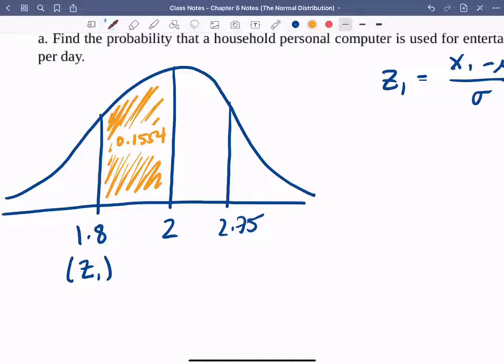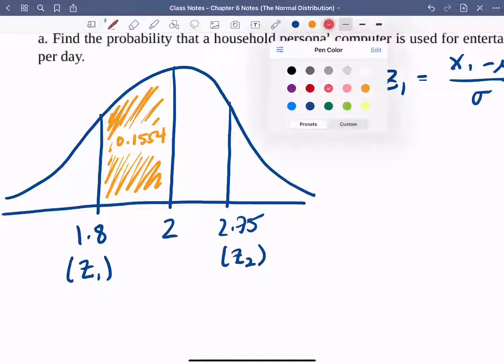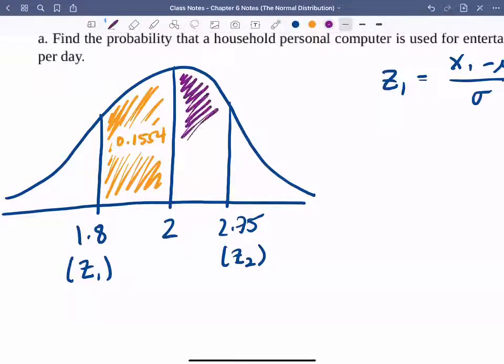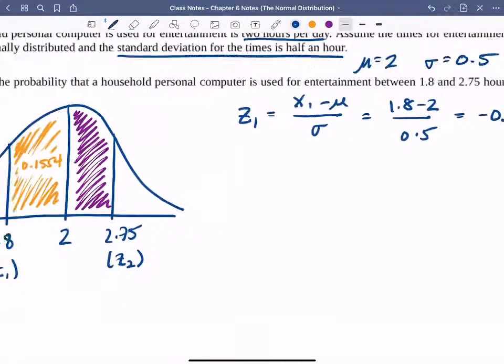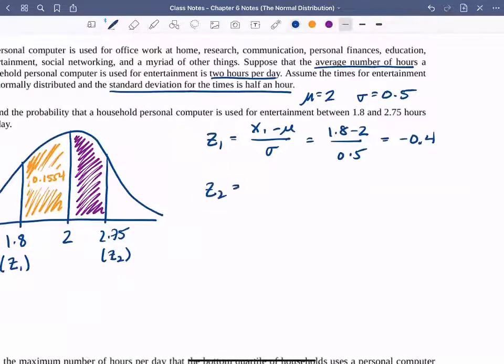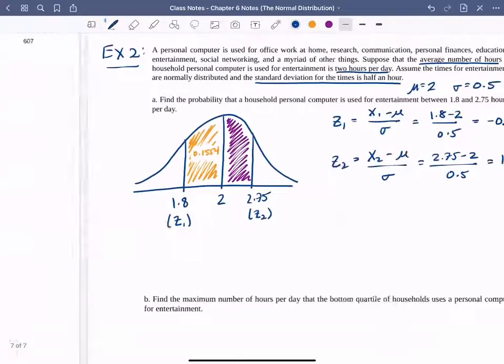Okay, now let's find our second z-score. We'll use a different color here. This is our second z value. Again, it doesn't matter if you use first or second, I just do it so we can talk about it. So I'm going to use my second x value, same average, same standard deviation. So I'm 2.75 now, minus 2 divided by 0.5. This gives us a positive 1.5. Notice it should be positive, it's to the right of the mean. So now we're going to go to our table and go to 1.5.